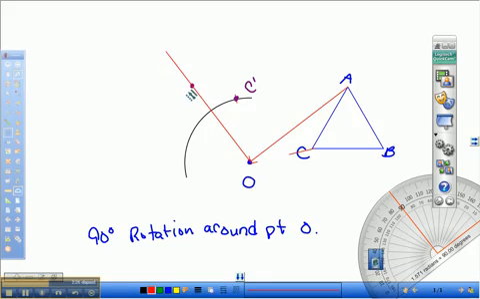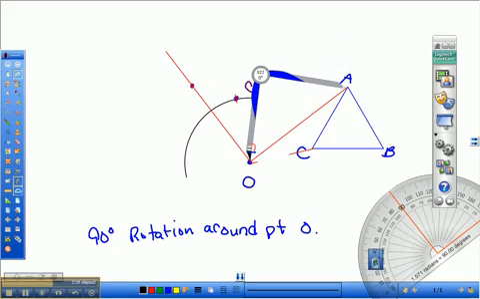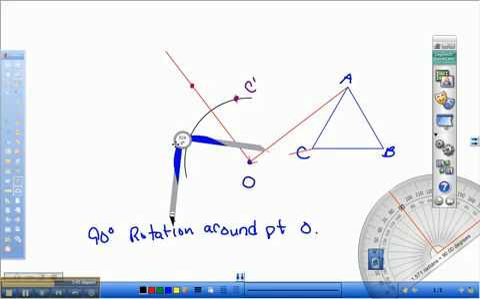We'll set our compass to point A. We will open it. We'll try to open it to O. And we'll set it to point O, and then we'll draw ourselves an arc.